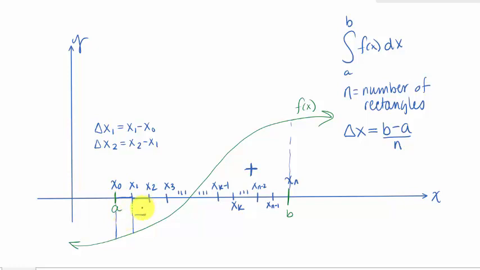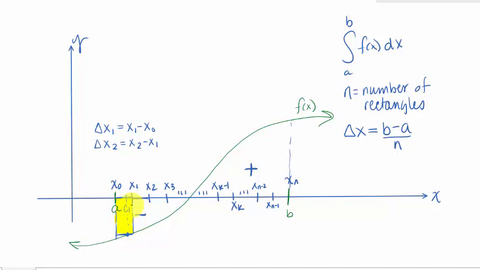I can also pick an arbitrary point anywhere between x naught and x sub 1, and so that's what I'm going to do. I'm just going to pick something over here. I'm going to call that c sub 1. So that would be my first input value. So if I want to drop that vertical down and then draw my rectangle, and I'm going to highlight that for us, what we have now is my first rectangle.